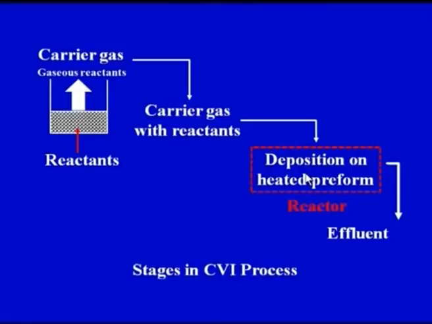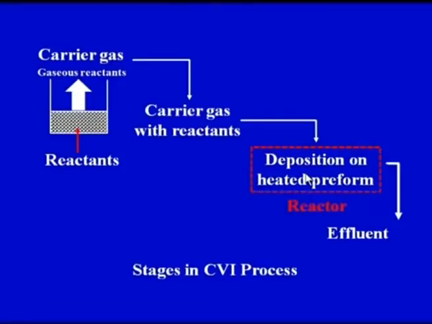So we will get a dense structure now because of this solid deposition, and the reaction products which are not useful would be coming out as the effluent. So basically a gas is being passed through a porous material and the reaction products are being deposited on the porous structure, and we are getting a more dense structure which we can call a ceramic matrix composite.